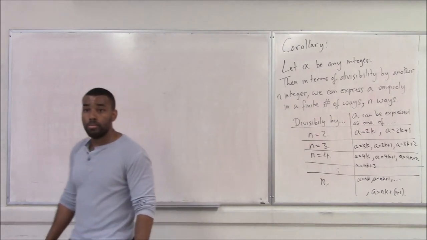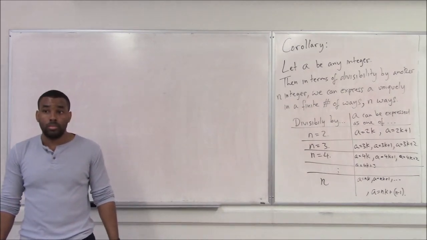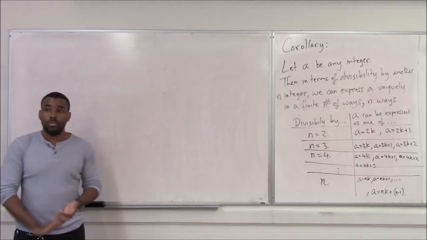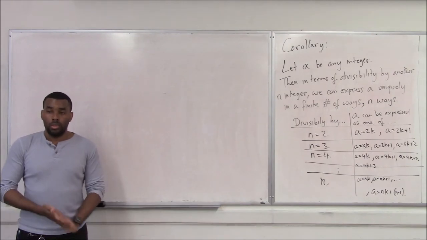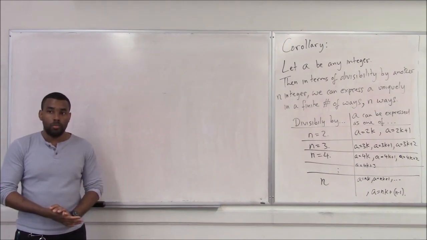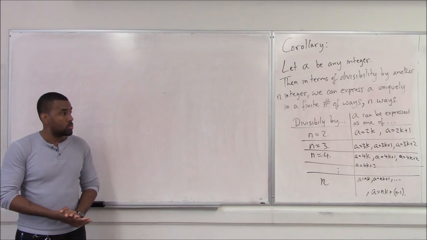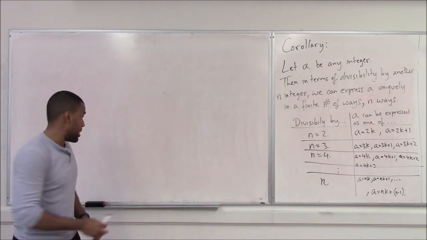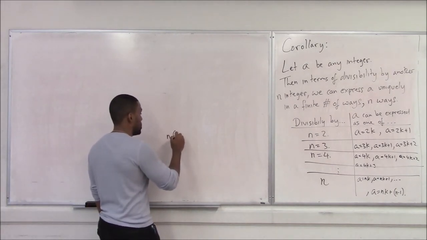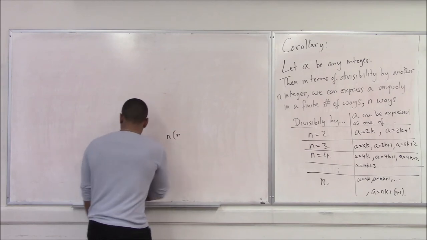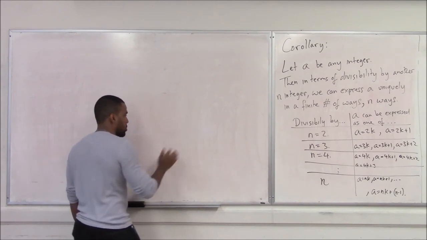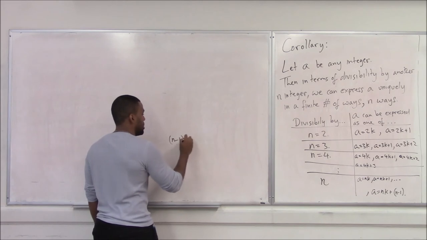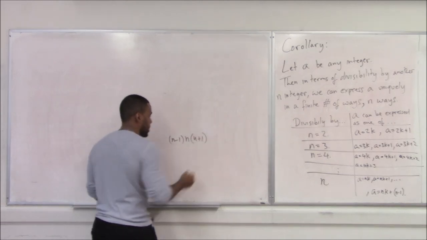Yeah. I actually wanted to ask, I remember in an earlier class we had three consecutive values that we used to prove something, like n minus 1, n, n plus 1, which would be kind of the same. You could, in fact. When we had that scenario, it was n minus 1 times n times n plus 1, right?